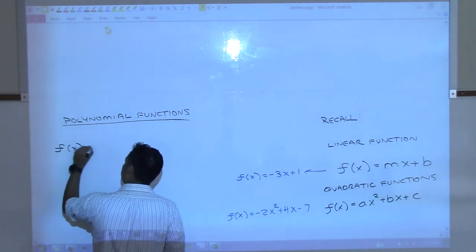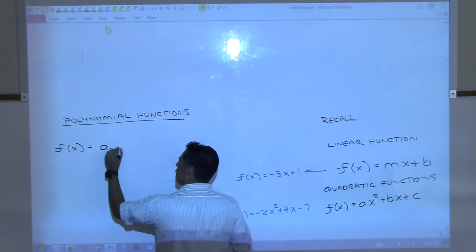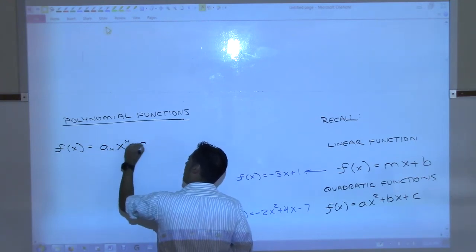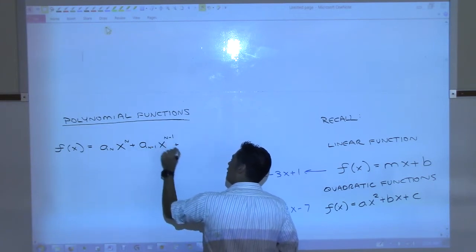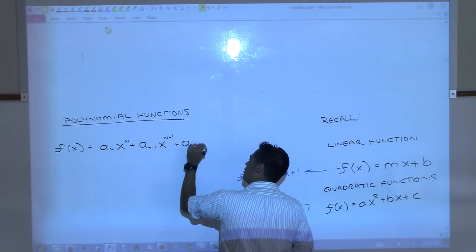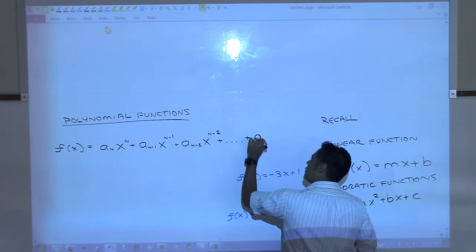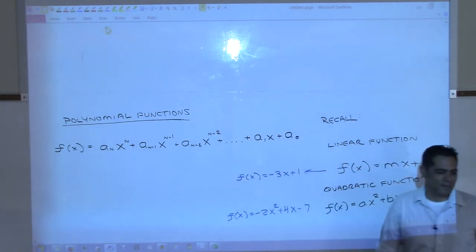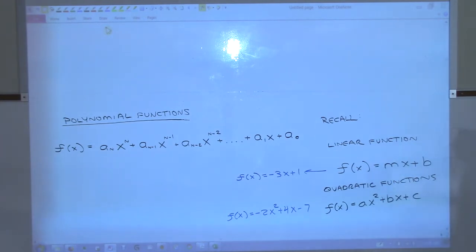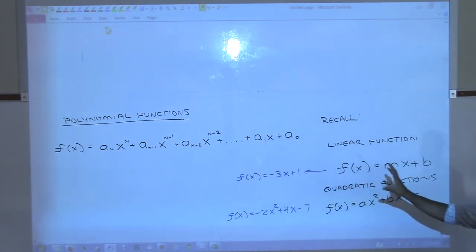F of x equals a sub n, x to the n, plus a sub n minus 1, x to the n minus 1, plus a sub n minus 2, x to the n minus 2, plus dot, dot, dot, a sub 1, x plus a sub 0. Isn't that pretty? Yeah, so it's not super important that you copy this down and memorize it. I just want us to understand what's happening here, what this is.